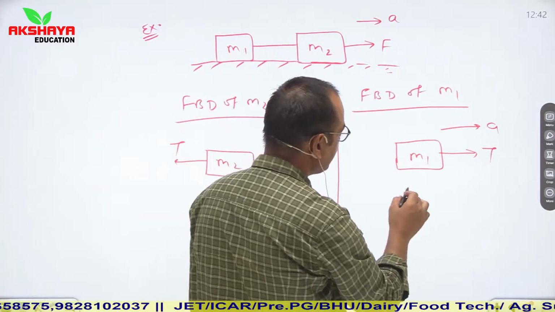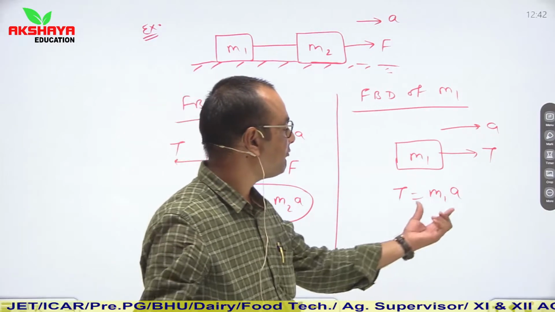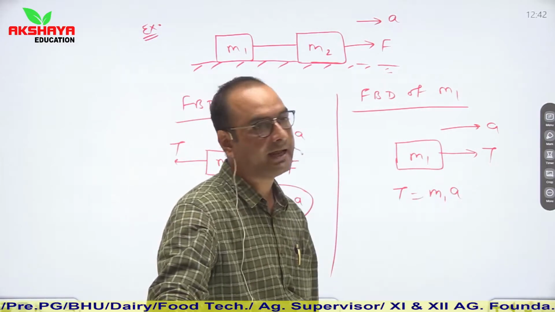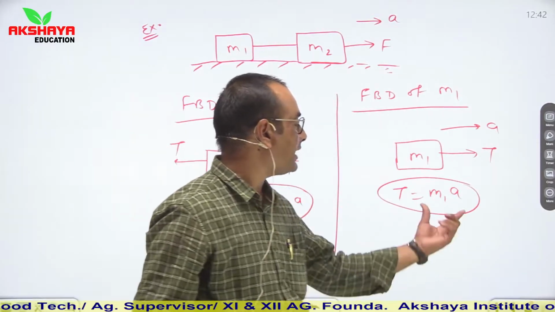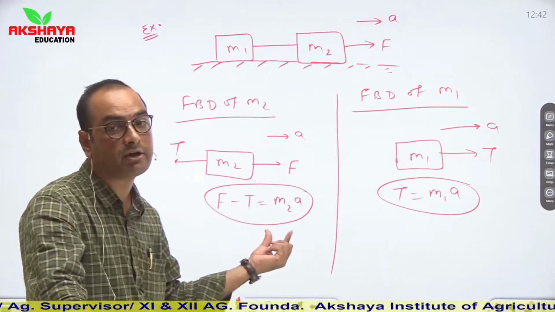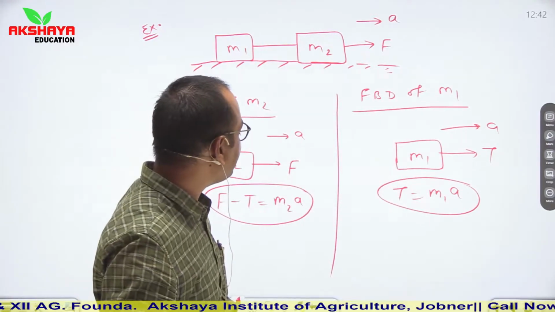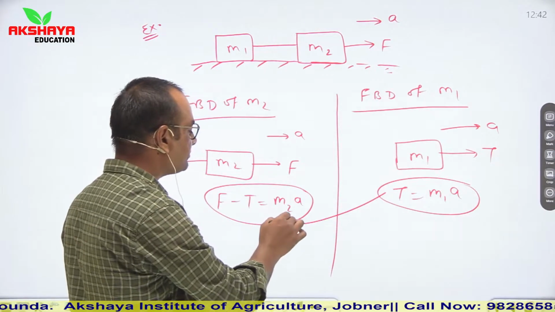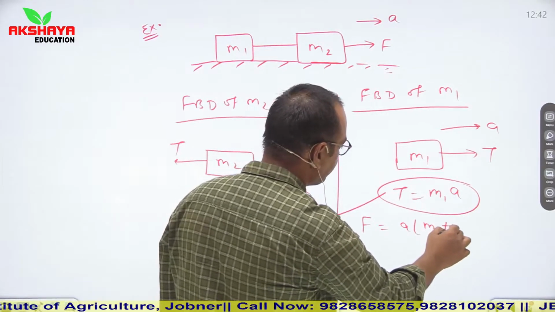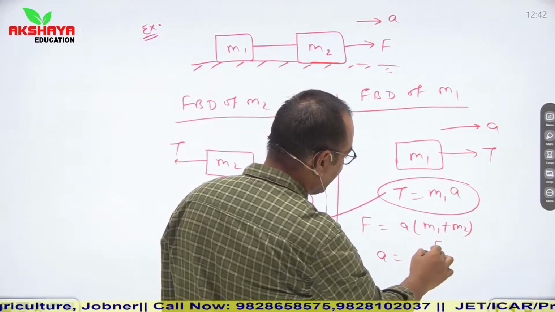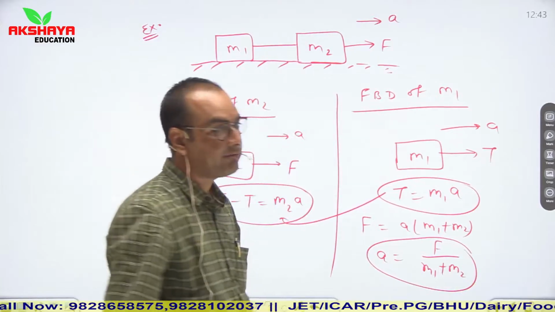So from here we can say that T is equal to M1A. It means this acceleration causes a force M1A which is balanced by tension caused in this string. So this is the value of tension, T is equal to M1A. Here resultant force F minus T is equal to M2A. If you have to calculate net acceleration, you can find it by substituting the value of T from this relation, and it becomes F is equal to A times M1 plus M2. You can say that acceleration is net force divided by net mass of the objects. So A is equal to F upon M1 plus M2.